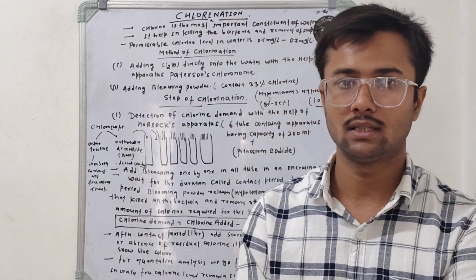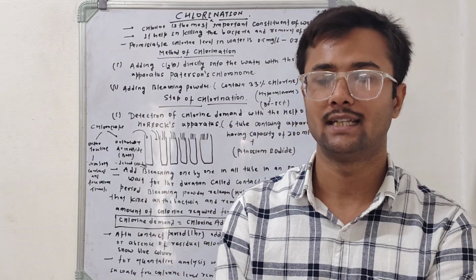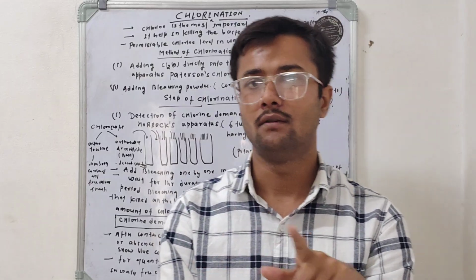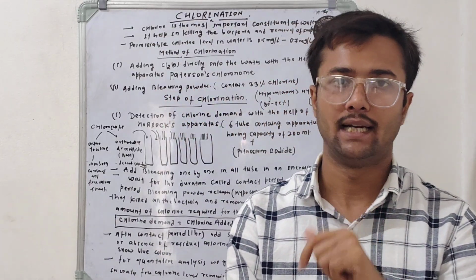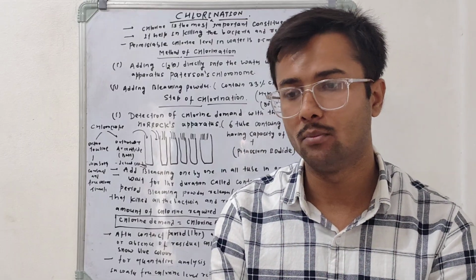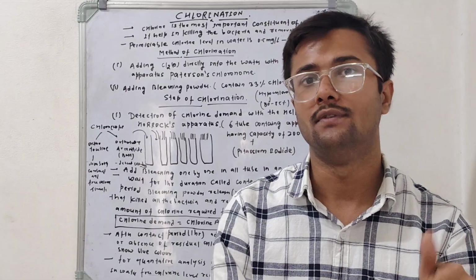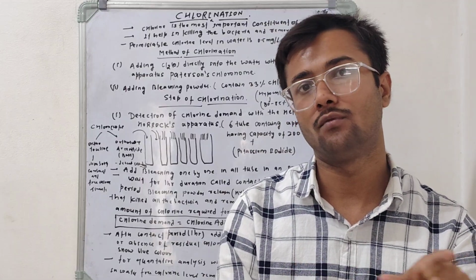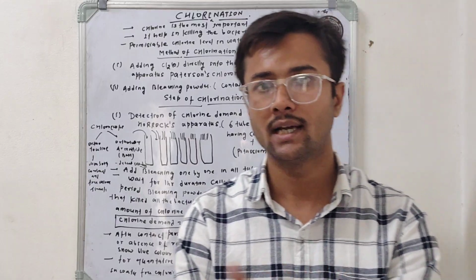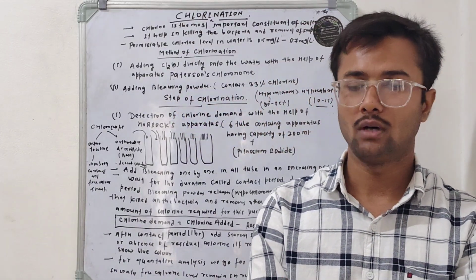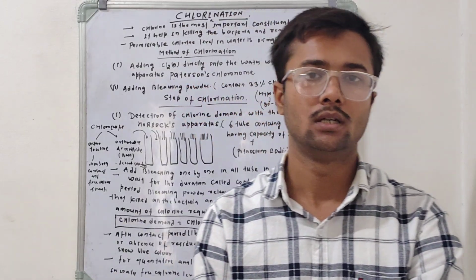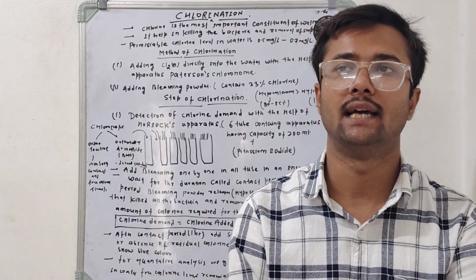So after discussing all about the chlorine demands and the contact period, the next step is we add starch iodide. Point to be noted: we add starch iodide not at the time of addition of bleaching powder. We add starch iodide after 1 hour, after the contact period, not at the time of addition of bleaching powder.